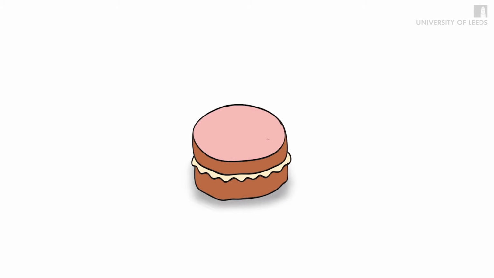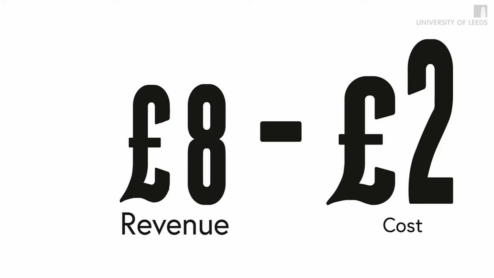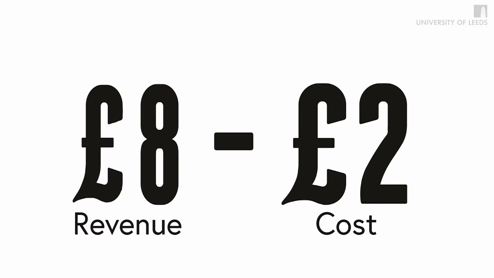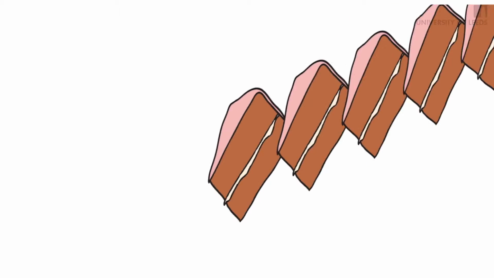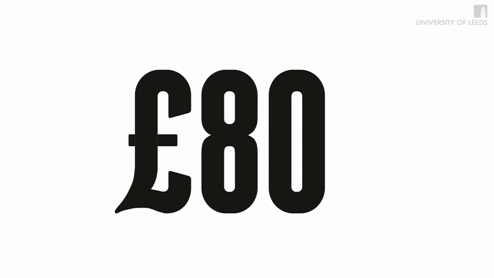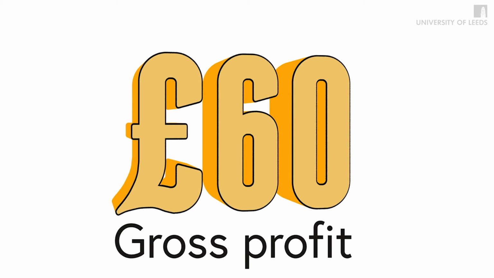We took 8 slices out of each cake and sold each of these for £1. While we're making £8 of sales revenue per cake, the cost to make these cakes means we end up with a gross profit of £6 per cake. If I sell all my available 80 slices in the day, I'll make a sales revenue of £80, but minus the £20 it cost me to make the cakes, I take home a gross profit of £60 at the end of the day.